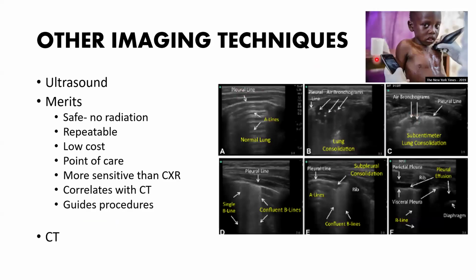So just other imaging techniques, as has been mentioned, chest X-ray is not always desired, particularly in pediatric populations. So an alternative is ultrasound. The merits of ultrasound is that it's safe, it has no radiation, unlike chest X-ray, which, as has been mentioned, can predispose to oncological problems later on in life or affect the breast development, particularly in girls. And it's repeatable, low cost, can be done at the point of care. It's more sensitive than chest X-ray and can correlate with CT, and it also guides procedures. So you can do ultrasound guided procedures.